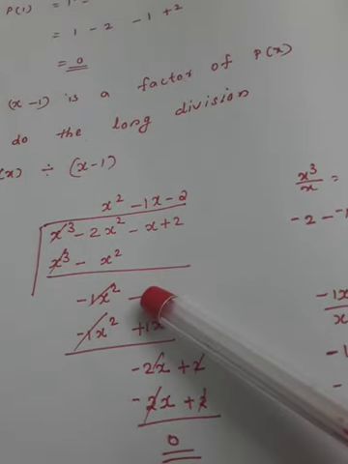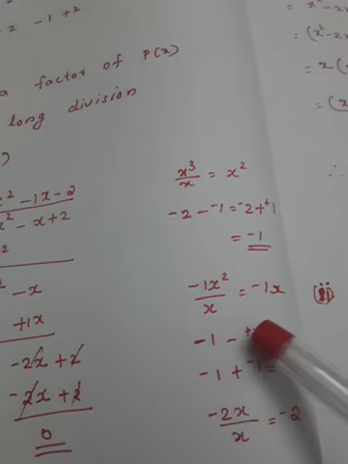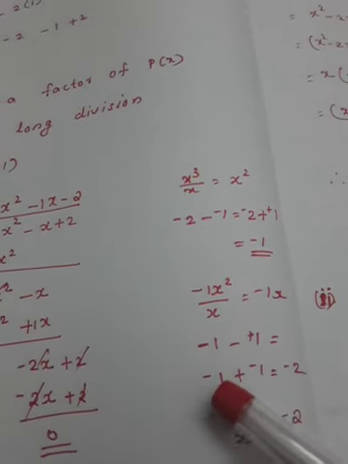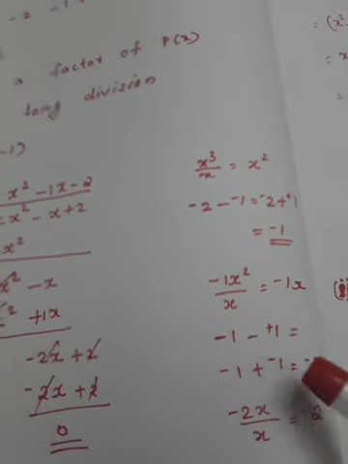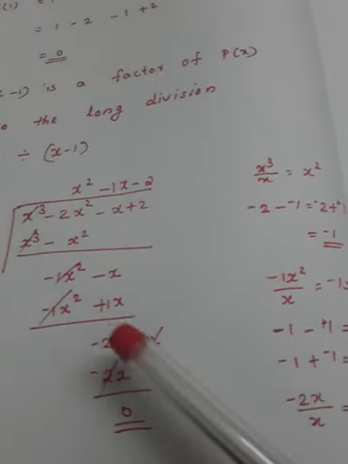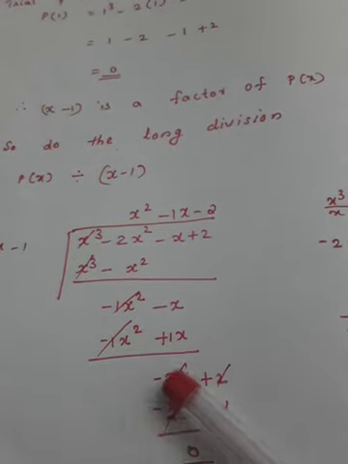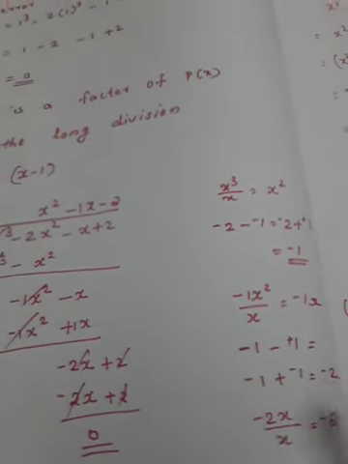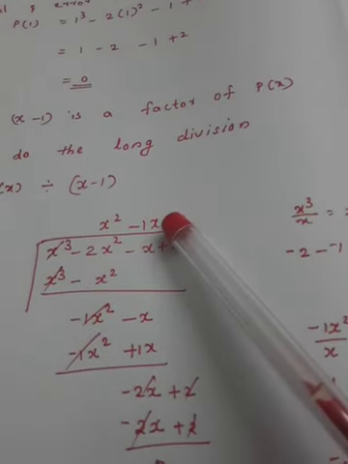Then negative 1 minus positive 1. What will it be? Negative 1 plus negative 1. Both are negative, so add and put the negative symbol. So negative 2x. The next term is plus 2. Then divide negative 2x by x. Negative 2x by x is negative 2. Write that in the quotient.